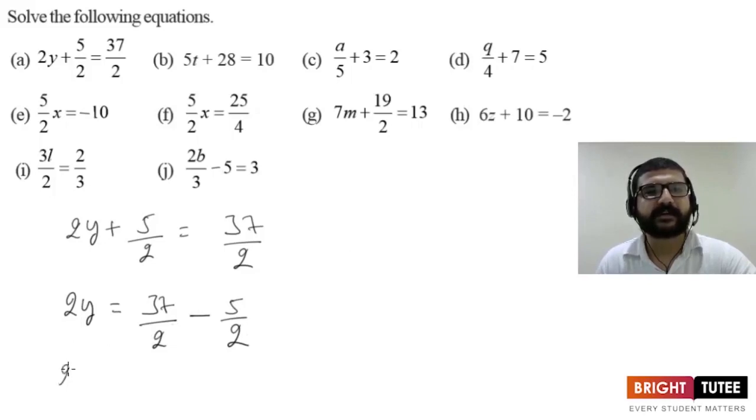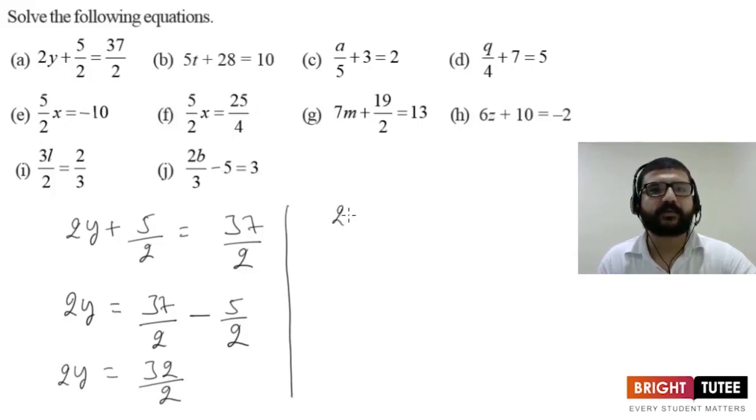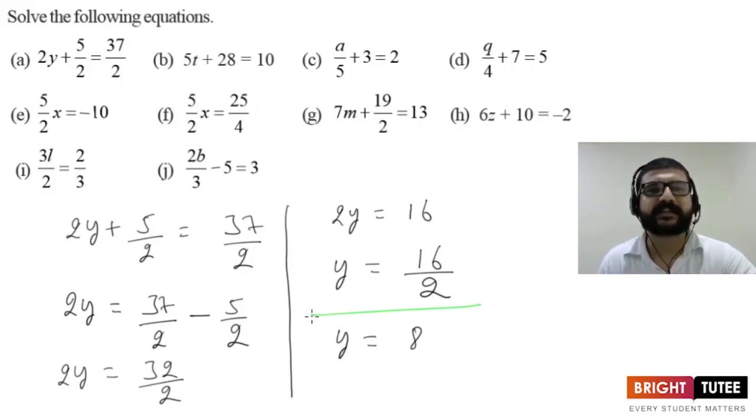So this gives us 2y is equal to 37 minus 5 is 32, so this becomes 32 upon 2. Now by simplifying this further we will get 2y is equal to 16. Now to find the value of y we have to transpose this 2 to the right side of the equation. Here 2 is multiplied with the variable, so when it is transposed, it will come in division. So this gives us y is equal to 16 divided by 2. Now by simplifying this we will get y is equal to 8. So the final solution of the equation is y is equal to 8.